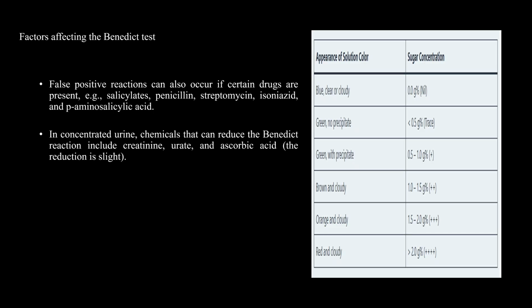Below is the summary of the factors affecting the test and how to interpret the result. Factors affecting the test include substances that can give false positive results. Examples include salicylate, penicillin, streptomycin, isoniazid and aminosalicylic acid. Higher concentrations of creatinine, urate and ascorbic acid can cause a slight reduction of the copper. The table shows how the color of the solution indicates the concentration of sugar present.